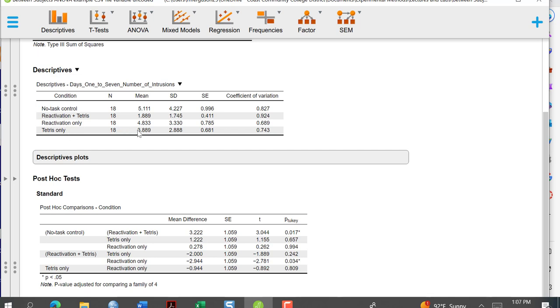And if you look here, it's just because this is a little bit lower and has a pretty high standard deviation. And then we can look and see here, this one comparing reactivation only and Tetris only is also not significant.